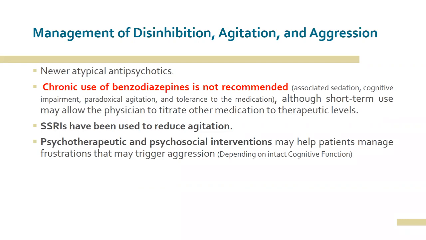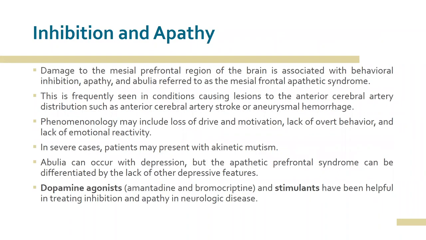Similarly, I will discuss atypical antipsychotics. Chronic use of benzodiazepines is generally not recommended in TBI patients. Why? Because it is associated with sedation, cognitive impairment, and paradoxical agitation. SSRIs may be used in some cases if agitation is there. Psychotherapeutic and psychosocial interventions may help the patient manage frustrations. Inhibition and apathy are also symptoms generally treated by giving dopamine agonists or stimulants.